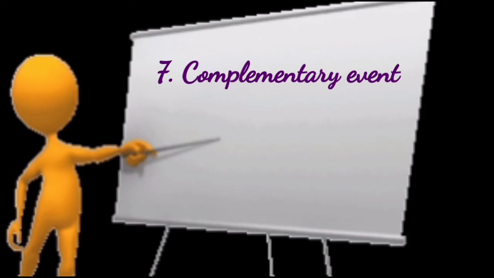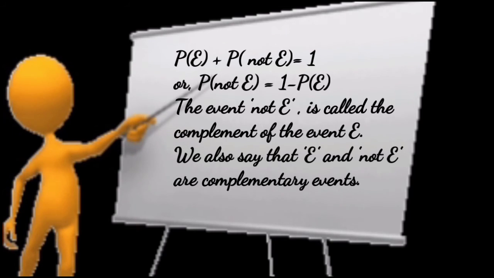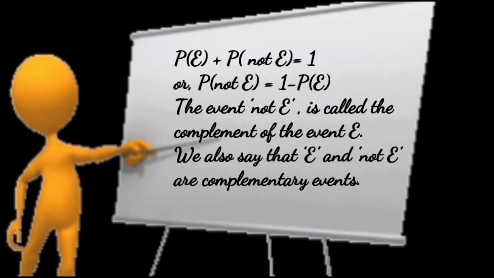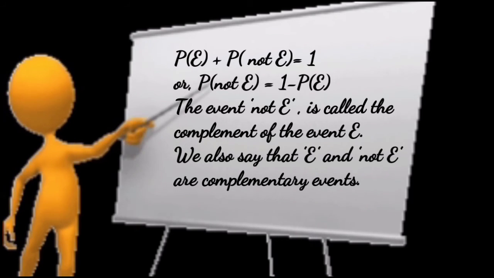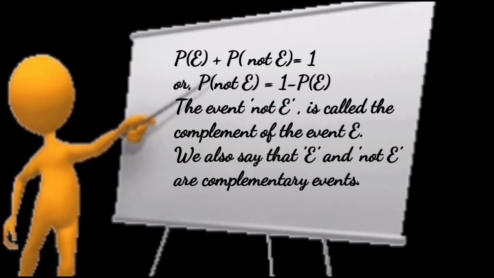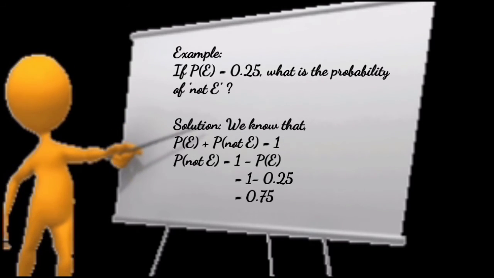Complementary event: P of E plus P of not E is equal to 1, or P of not E is equal to 1 minus P of E. The event not E is called the complement of the event E. We also say that E and not E are complementary events.